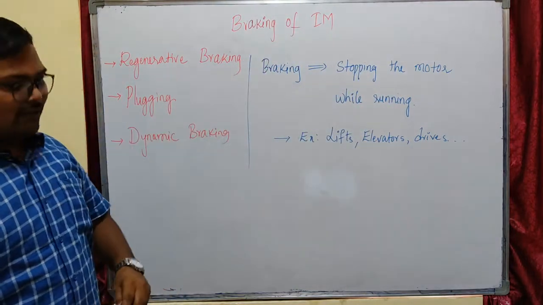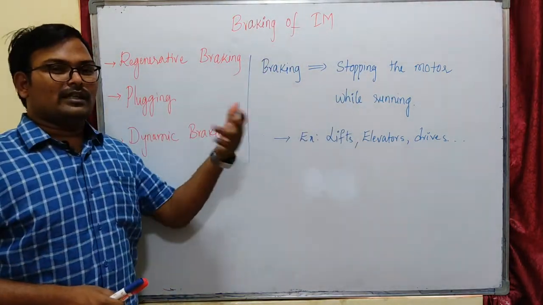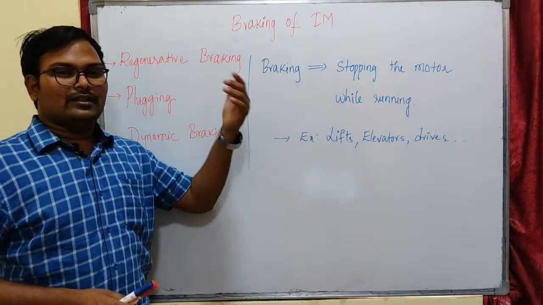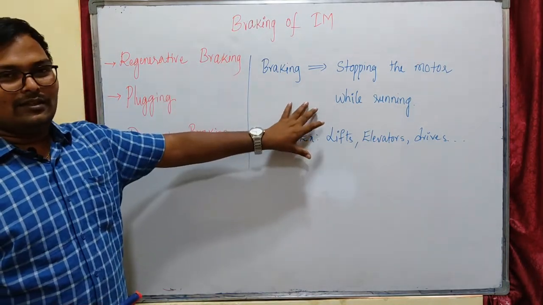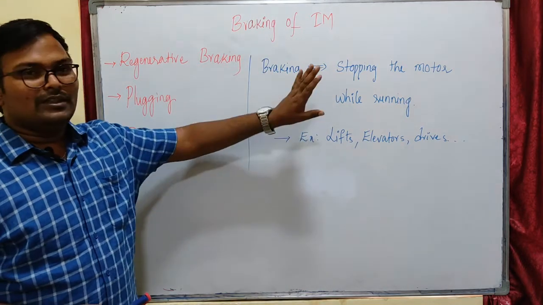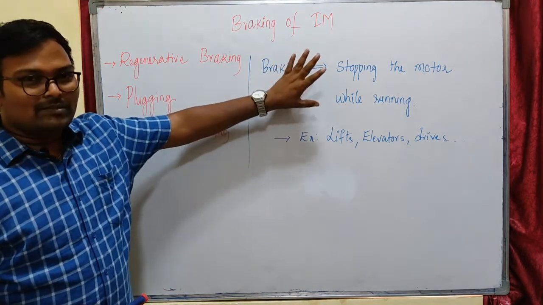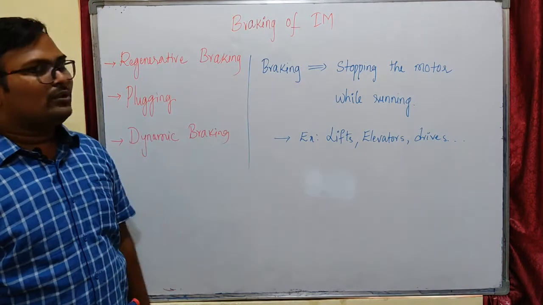So far we have known the starting methods. We have started the machine using auto transformer starting, DOL starting, direct online starting, and star-delta starting, etc. We have started the machine and we have run the machine. So far we have done that. Now we are going to stop the machine while it is running. So why do we need to stop it?